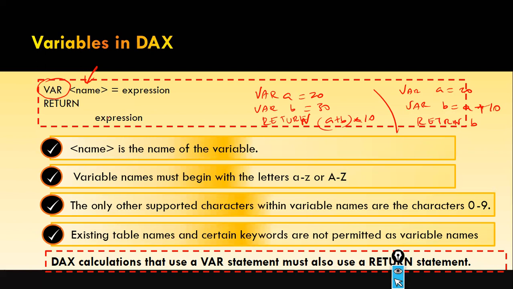In this case, a or b, these are the names of the variable. The name of the variable should be preceded with var. This is the keyword, okay? And you have to use return whenever you use var. Variable names must begin with the letters A to Z, anywhere between A and Z in the alphabet, or capital A to Z. And the only other supported characters in variable names are the characters 0 to 9.